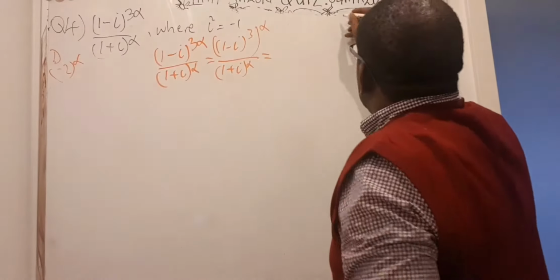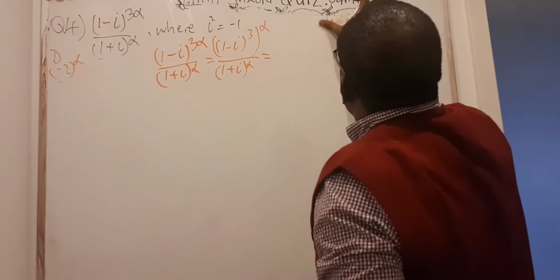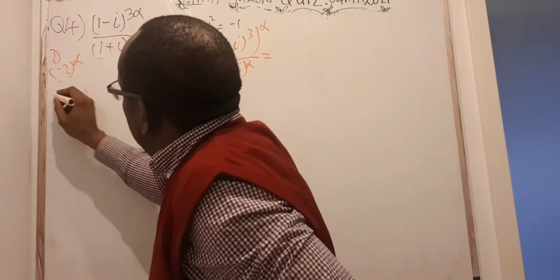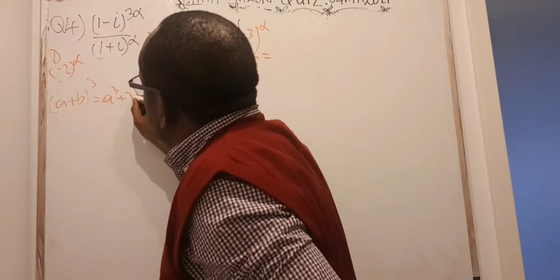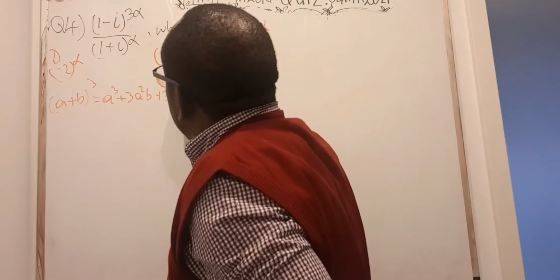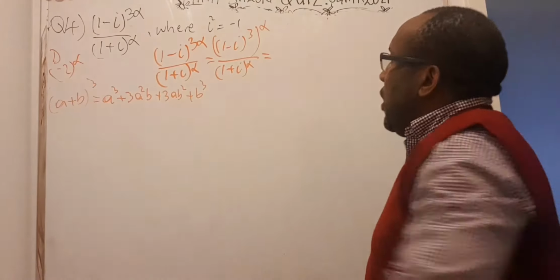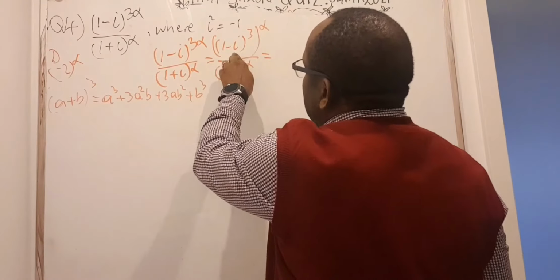You can do that. So if you have something like a plus b, maybe I'll do it that way, that is easy. So if you have (a plus b) to the power 3, and you expand it, then this is a to the power 3 plus 3a to the power 2 b plus 3a b to the power 2 plus b to the power 3. That is the expansion of this. So I'll use that here. If that is true, then my a is 1, my b is minus i.